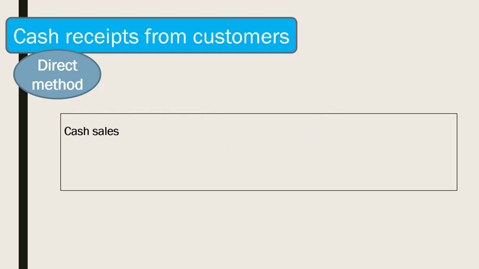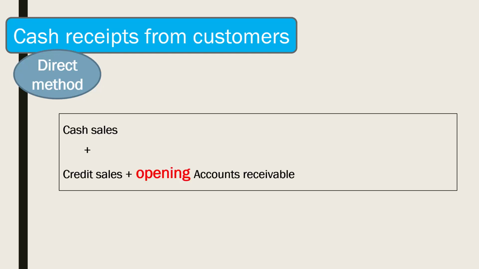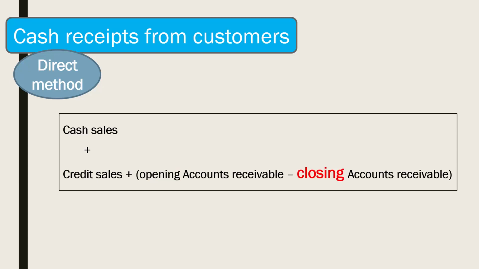To do this, we start with cash sales, and we then add credit sales. And to credit sales, we add opening accounts receivable. We can assume this item will become cash during the period, and deduct closing accounts receivable, i.e. credit sales made during the period for which cash has not yet been received.